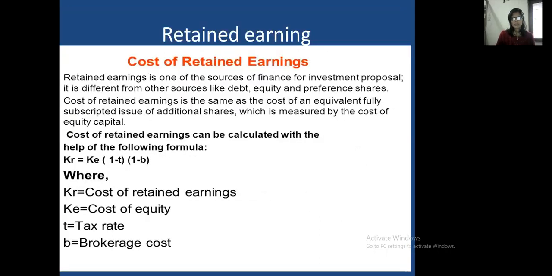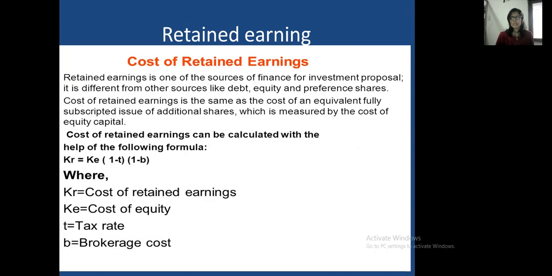Now next is cost of retained earning. Now what is cost of retained earning? Retained earning is one of the sources of finance for investment proposals. It is different from other sources. Okay, retained earning एक बहुत ही vital important source माना जाता है finance का अपने investment proposals को finance करने का, because it is an internal source of finance. तो internal source of finance है, ये totally different है आपके debt, equity, preferential, इन सबसे बिल्कुल अलग है.